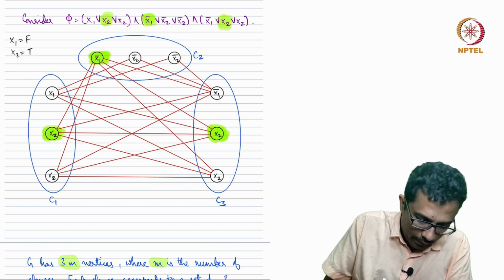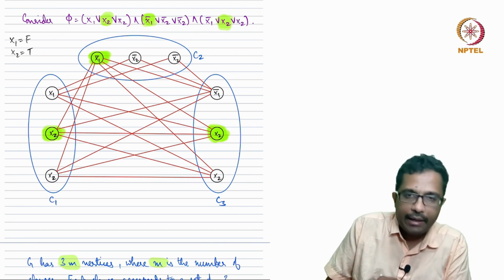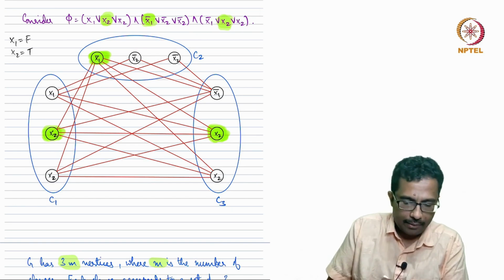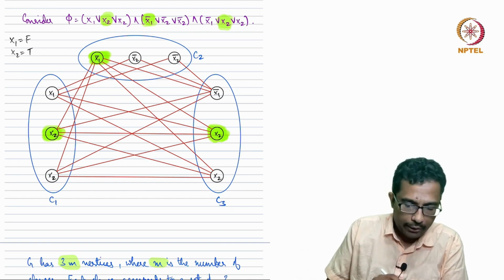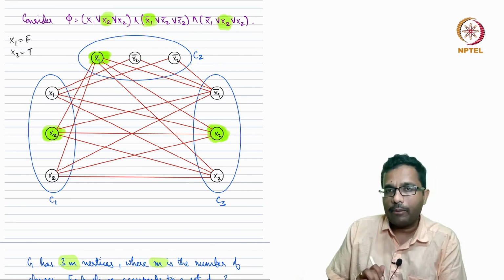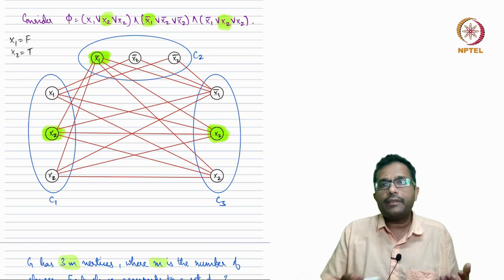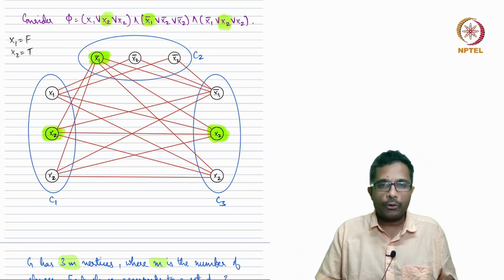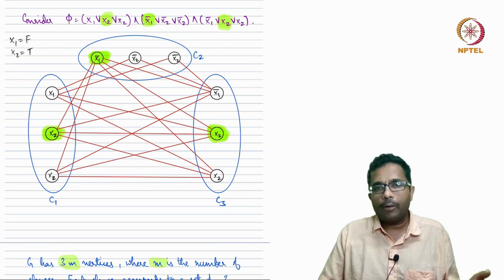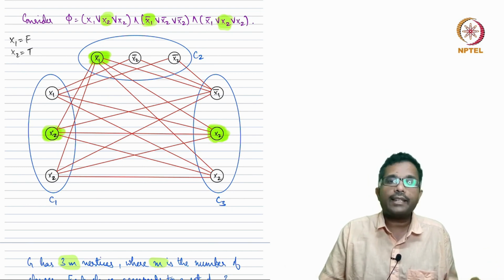So there will be an edge between any pair of vertices here, because firstly they are all from separate groups, and secondly we do not have any pair xi and xi complement, because if it was there, it would be a contradiction to the way we chose these literals. These literals were chosen such that they are all true. So if xi is true, xi complement cannot be true. If xi complement is true, then xi cannot be true, right?